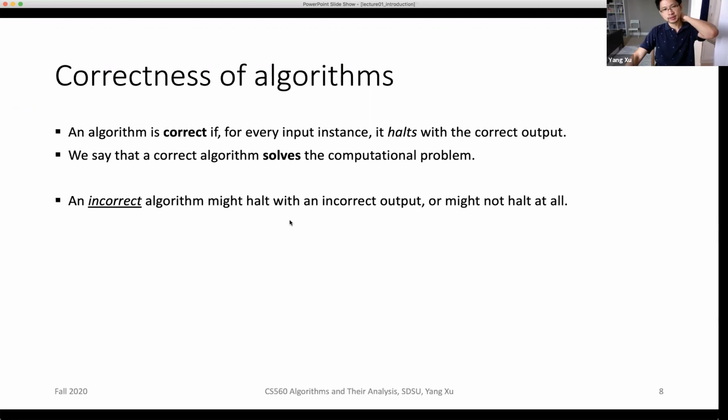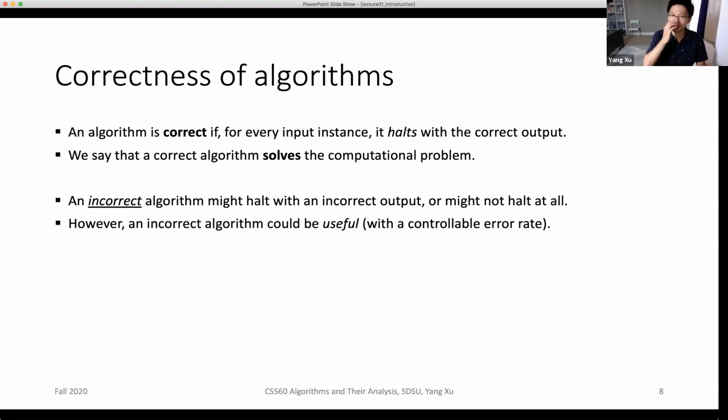An incorrect algorithm could halt with an incorrect output, or it may not stop at all. But such an algorithm is sometimes, in some rare cases, useful, as long as the error rate is controlled, or it does not deviate too much from the correct output. The main reason is that an incorrect algorithm may not give the right answer, but it could be because the right answer is simply too difficult to achieve, or basically impossible to achieve. Then we want some algorithm to approximate the correct answer. Even though it is incorrect, we will tolerate that error.